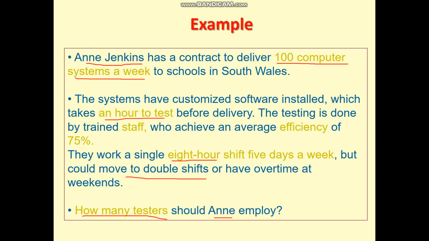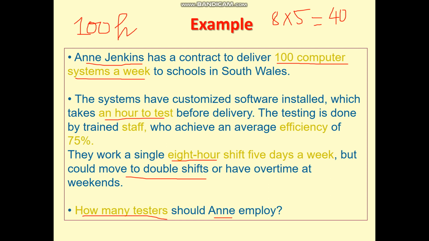So the first step is to determine how much capacity we need based on the forecast demand. The demand is 100 computer systems per week, and it takes 1 hour to test one computer. So it means they need 100 hours to fulfill this demand. The next step is we determine how much capacity we have now. One worker works 8 hours per day and 5 days per week. So in 1 week they work 40 hours. This is in an ideal condition, so this is the desired capacity.